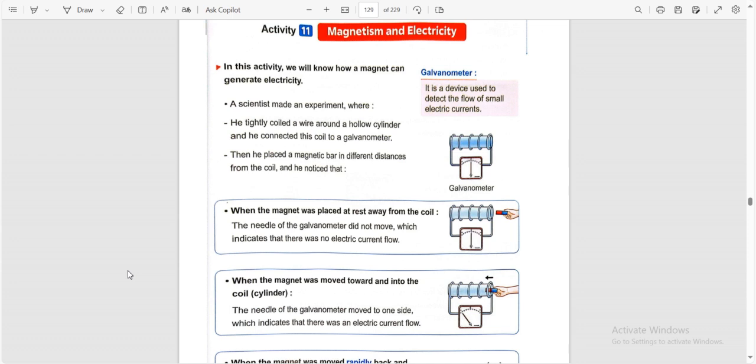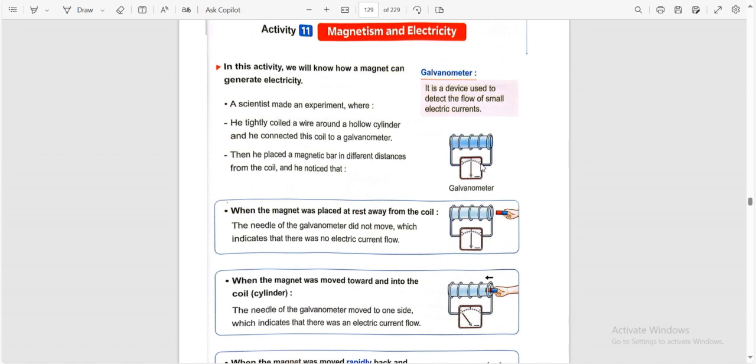Now let's talk about two ways of energy and mixing them together. Earlier we talked about the electromagnet, how to make a magnet using electricity. Now we are going to talk about how to generate electricity using a magnet. So first we get a device called a galvanometer. A galvanometer is a device that's used to detect, to tell if there is a flow of small electric currents or not. That's what we mean by detect, to see.